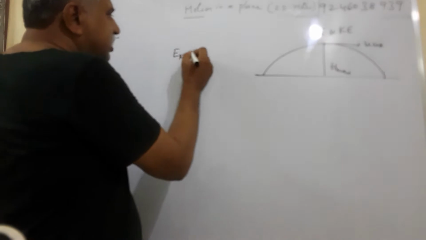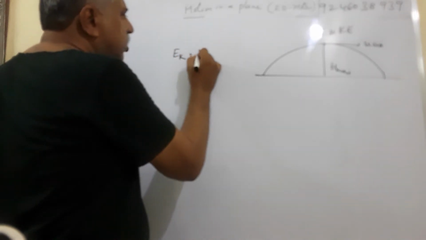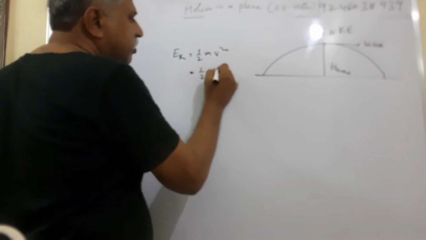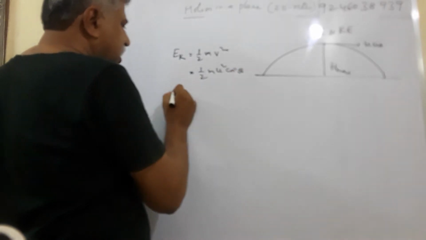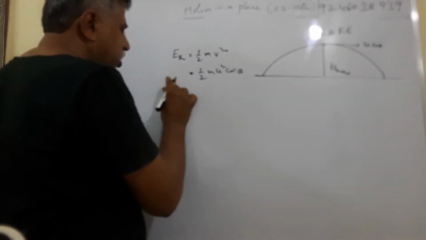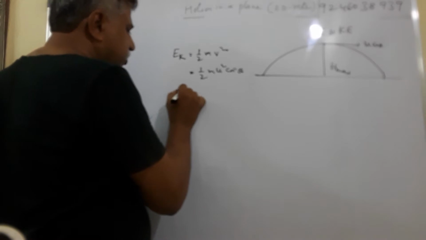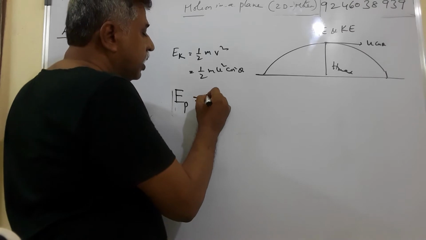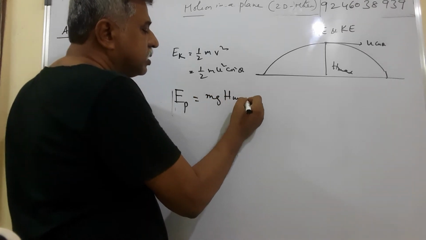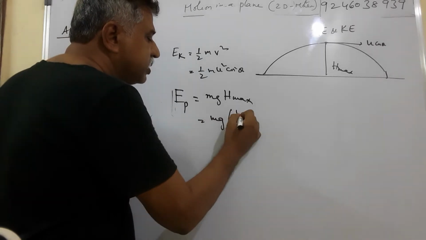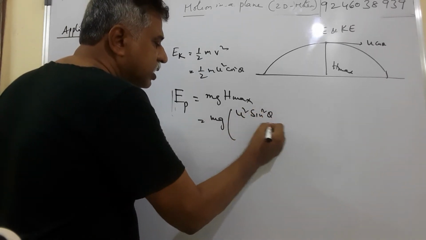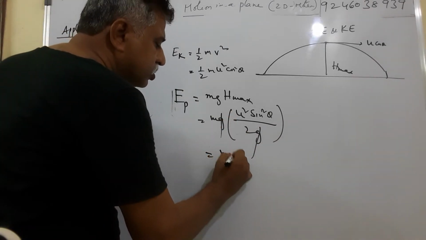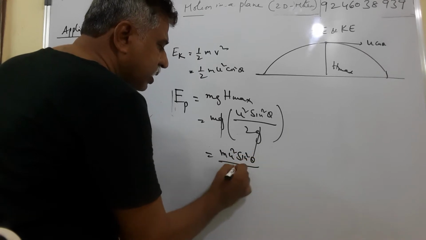Now here, kinetic energy KE is equal to half m v square. What is the velocity at maximum height? Half m u square cos square theta. Potential energy is equal to m g h max. mg into h max means m g into u square sin square theta by 2g. These two g cancel. So it is m u square sin square theta by 2.